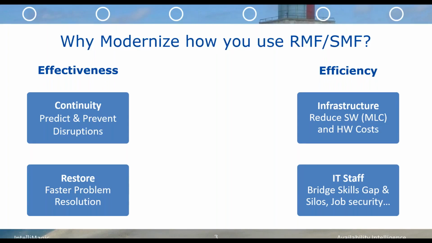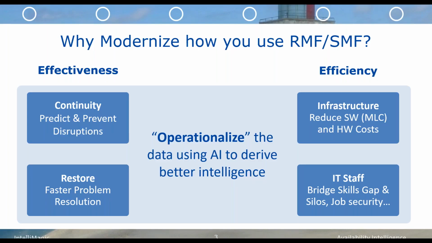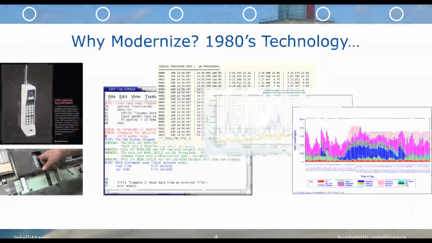Job security is mentioned there just because I think the more efficient we are, the less likely these applications are going to get migrated to another platform besides the mainframe or to get outsourced and these kinds of things. So we really believe strongly that this is good for the team to operationalize the data using artificial intelligence, basically to drive better intelligence out of the data than is really obtainable using status quo methods today.